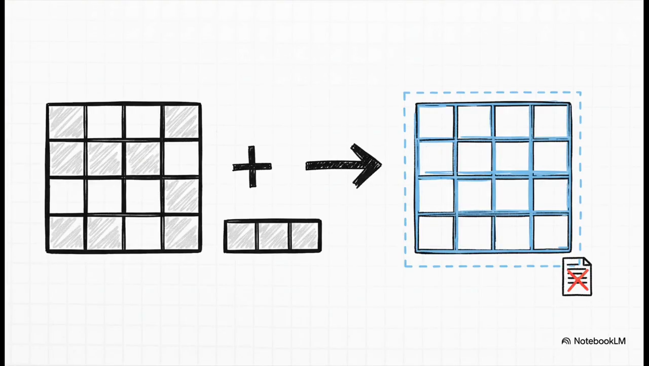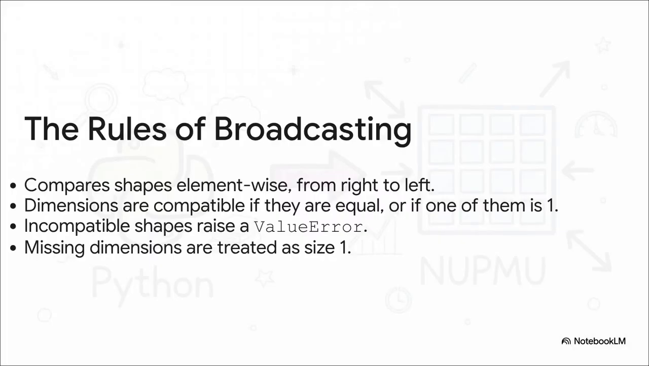When NumPy broadcasts, it doesn't actually make a bunch of copies of your smaller array to make it bigger. That would be slow and waste a ton of memory. Instead, it just pretends the array is stretched. It does the math as if it were bigger, but without any of the memory cost. It's incredibly efficient. Of course, this magic has a few rules, but they're pretty simple.